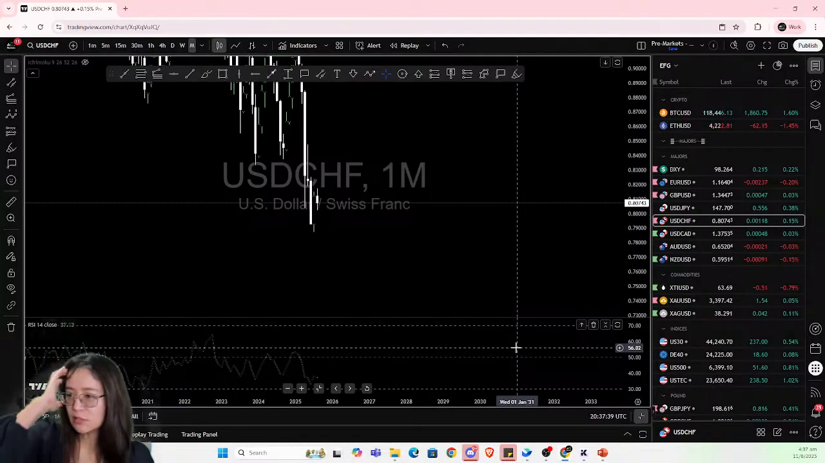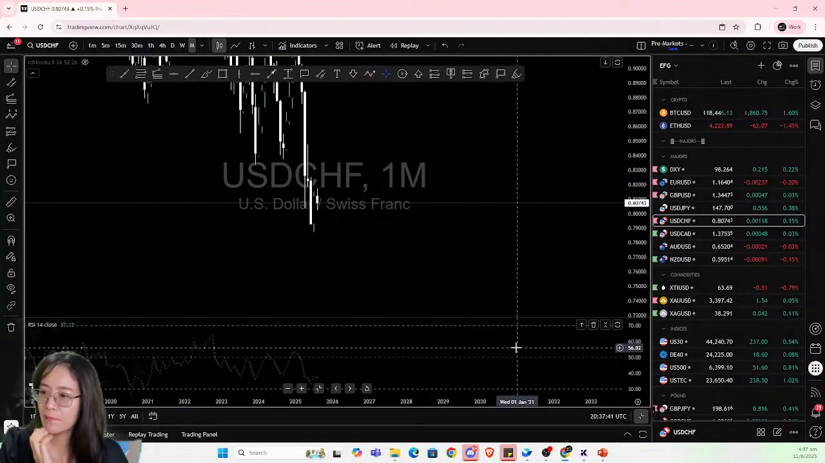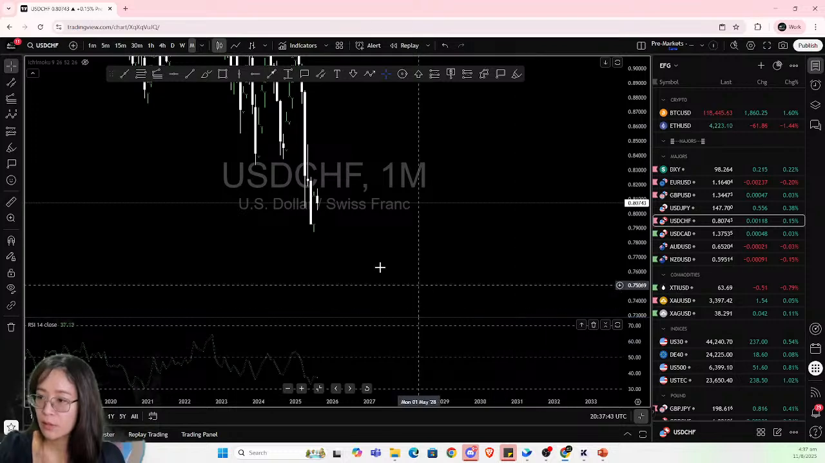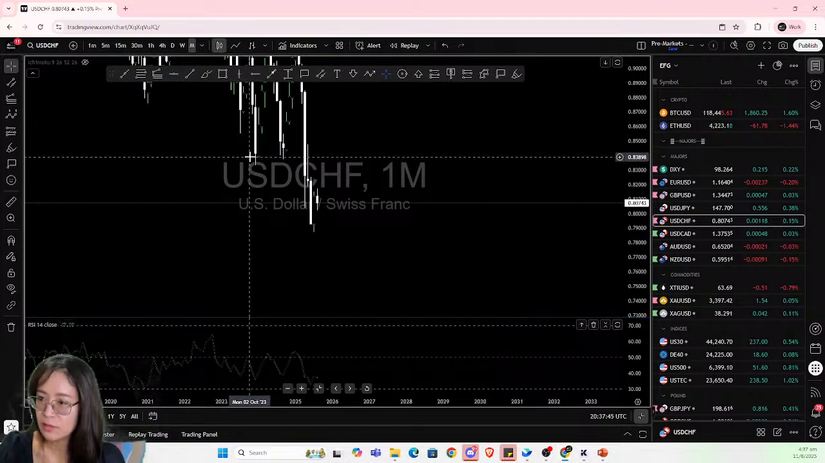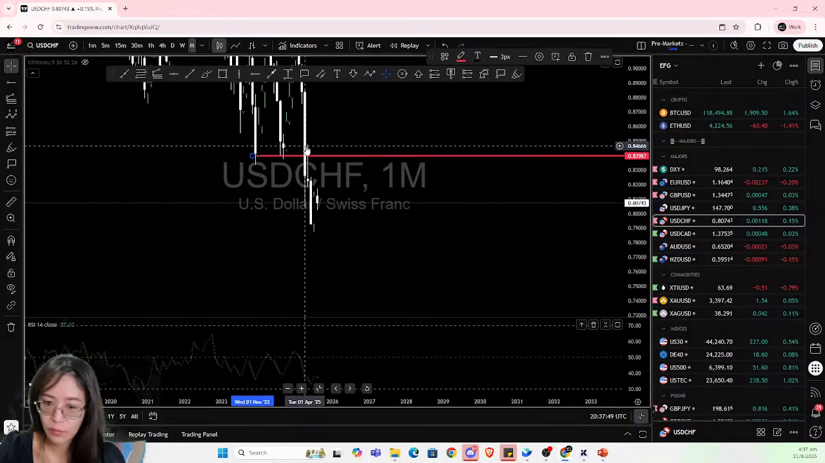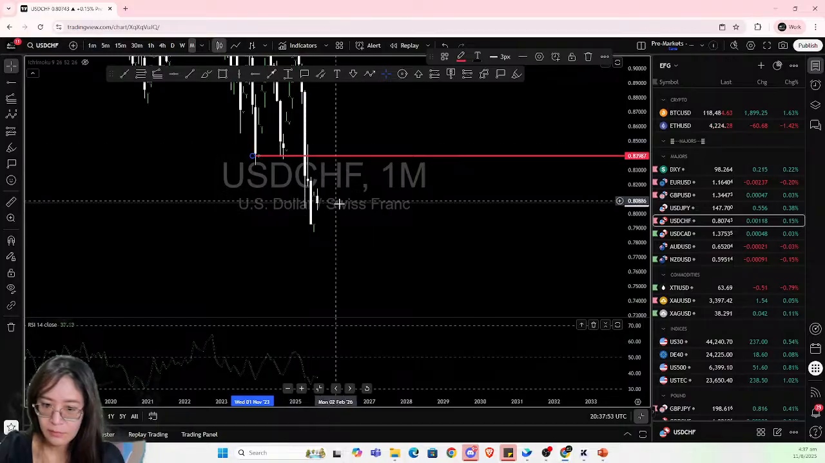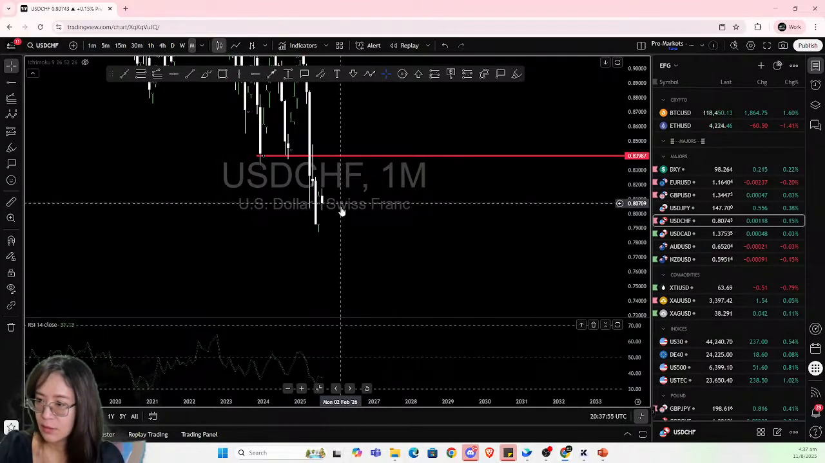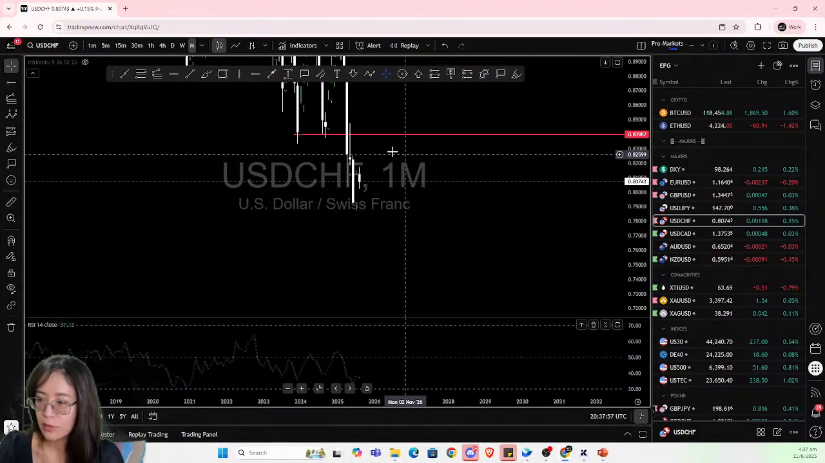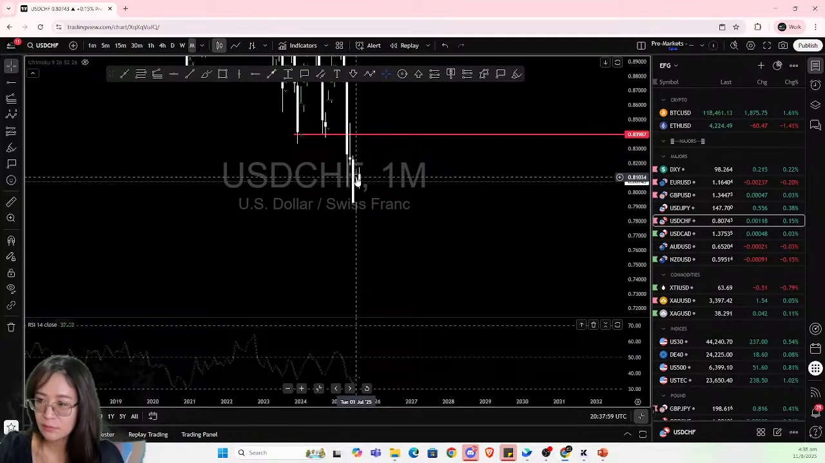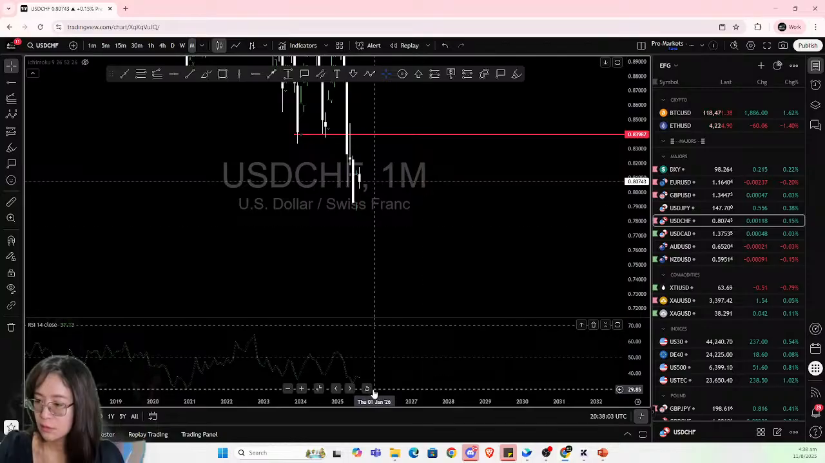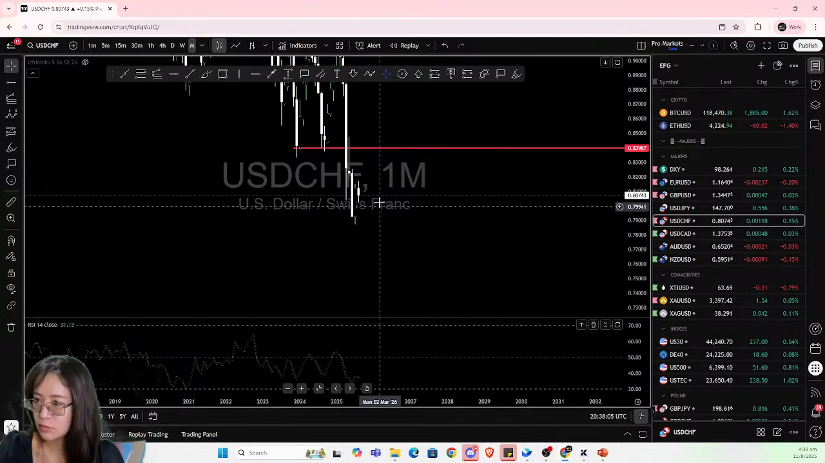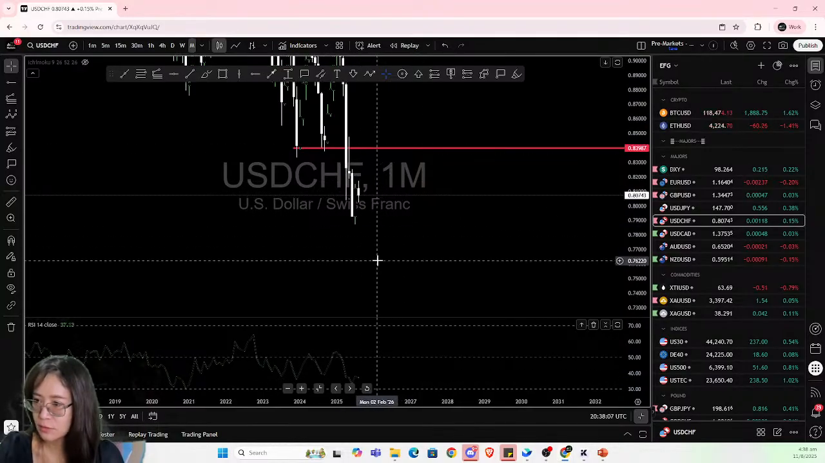Based on USD CHF, it seems like price broke below the monthly time frame, this one. The support becomes your resistance pullback. You can see that, but we're not going to sell at this level because you can see that it's really at the support already. So you need to wait for price to pull back and then you sell.